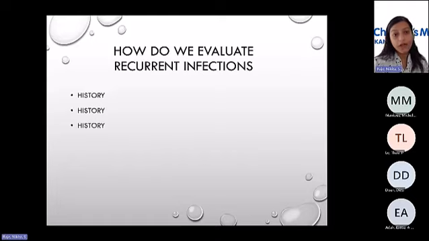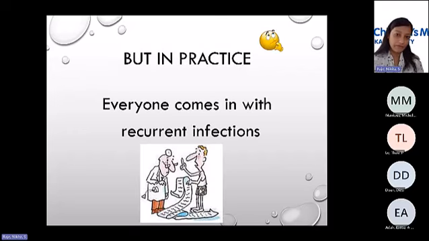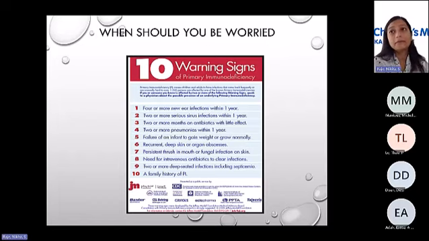So moving on, how do we evaluate recurrent infections? And as this slide suggests, the most important part of that whole evaluation is history. But then in practice, everyone comes with recurrent infections, right? So how do you know who to evaluate for inborn errors of immunity? So this was a chart that's advertised by the Jeffrey Modell Foundation. This is a foundation for immunodeficiency patients, and that increases awareness about IEIs or immunodeficiencies.